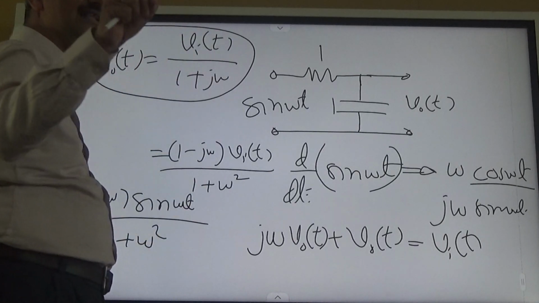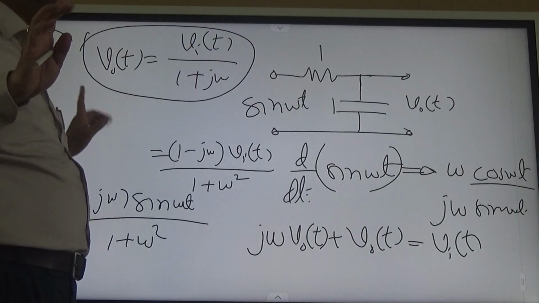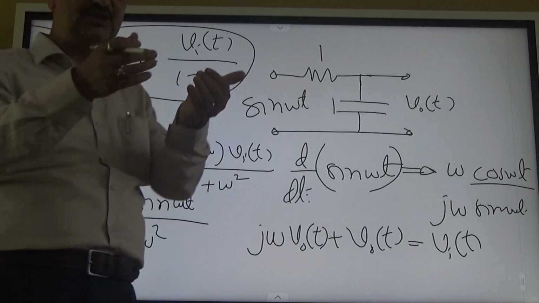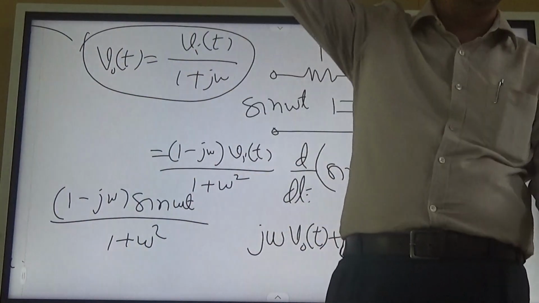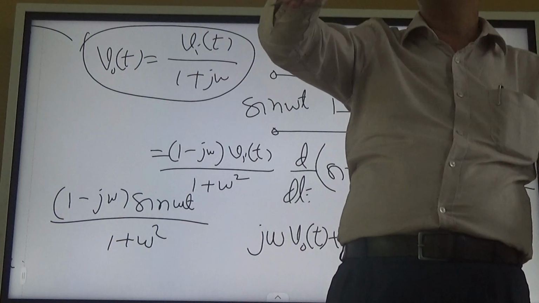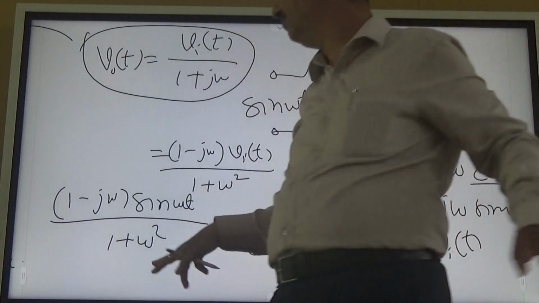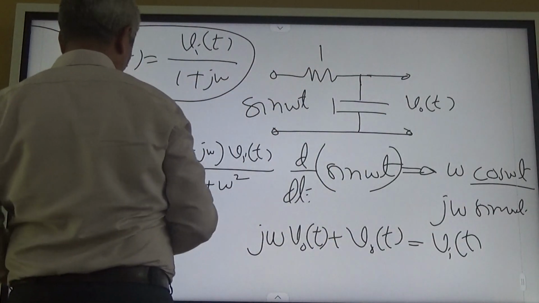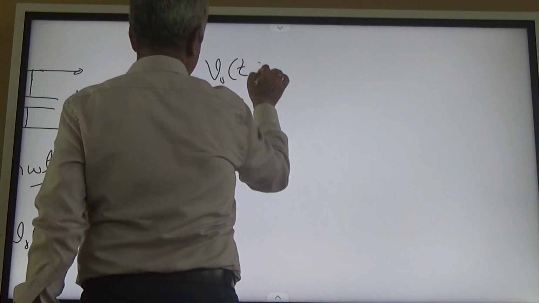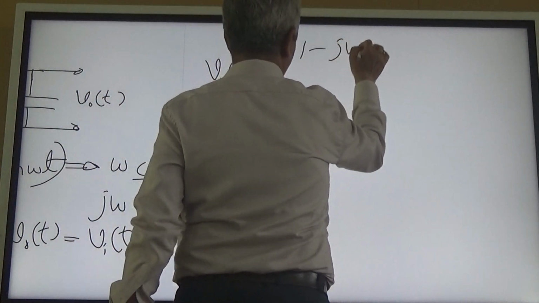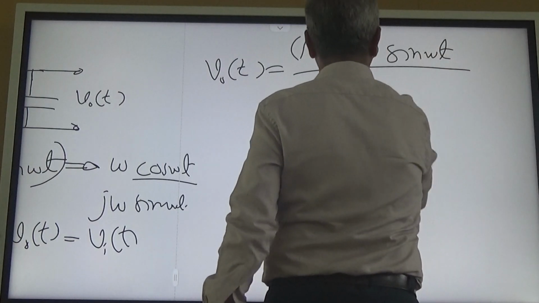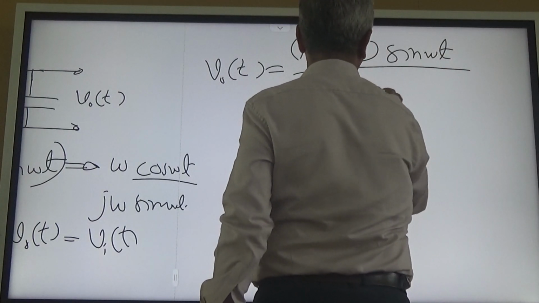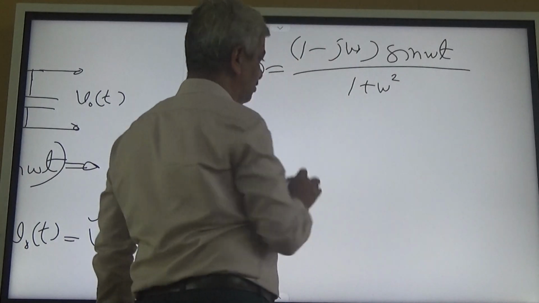Fine line, but this is not a fine line. Why? J should not be kept. It's easy; one may say in a wrong manner, use and throw policy. So introduce j to simplify things, but don't keep j at the end. Now, what is VOT? VOT is equal to 1 minus j omega sin omega t upon 1 plus omega square, right?